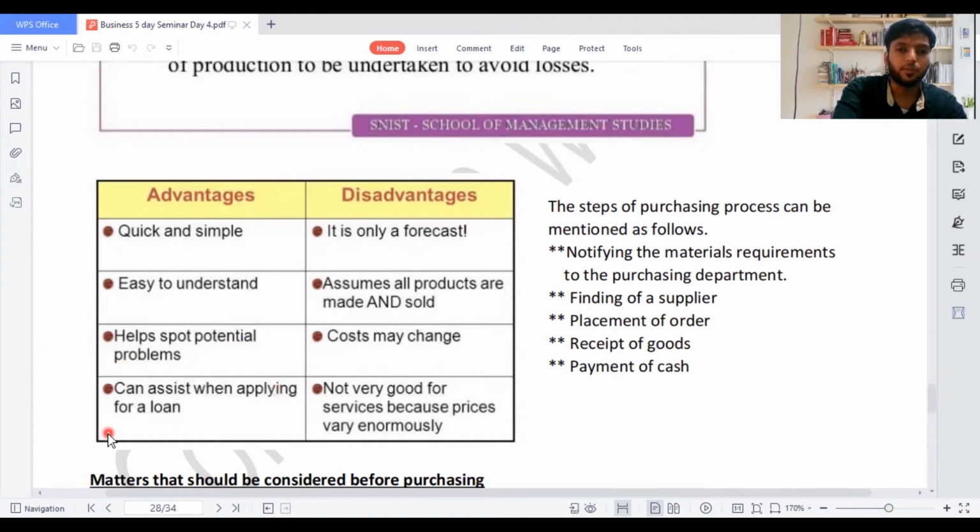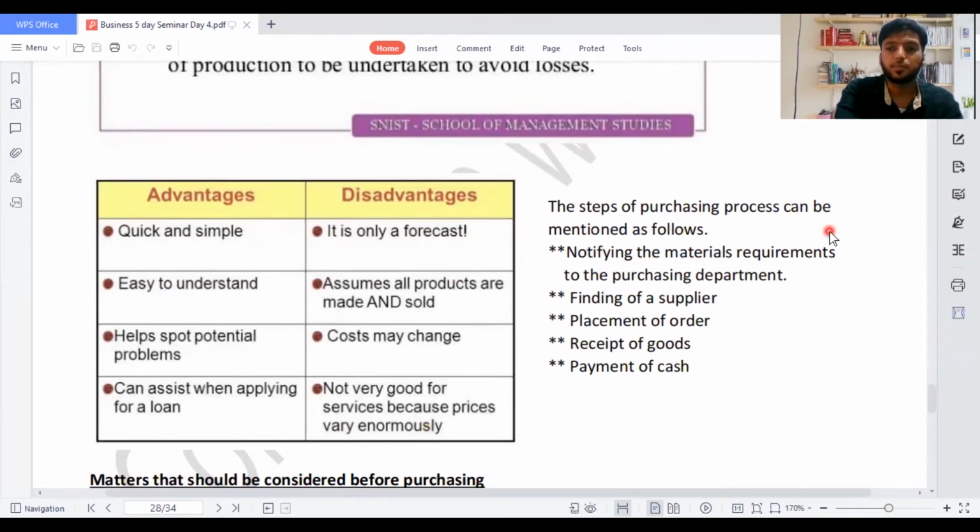So when you have a break-even point and show it to the bank, saying this is our target and this is how we are going to achieve it, the bank will be very impressed. The disadvantage is that it's only a forecast. It's not the actual thing. It assumes all products are made and sold, but you can't expect everything to be sold that easily. Costs may change, and it's not very good for services because prices vary enormously. When prices are always moving, you can't go with a stable break-even point.